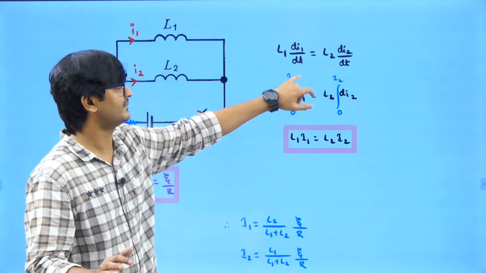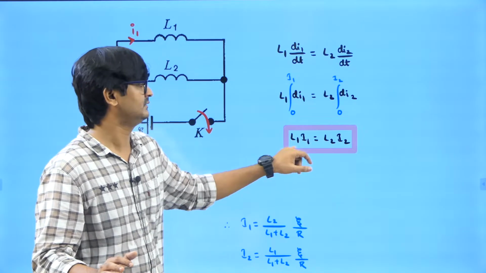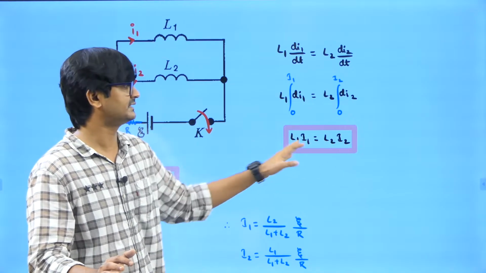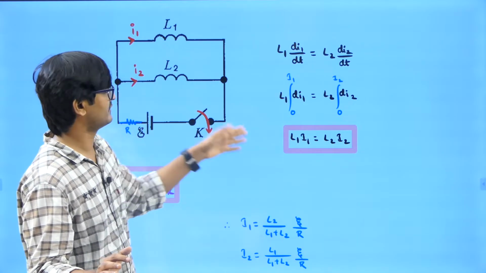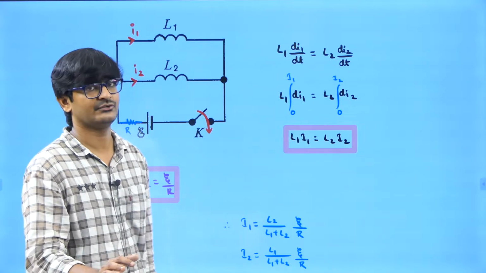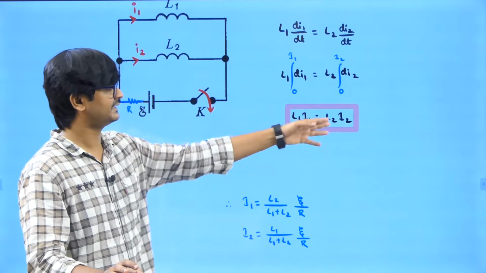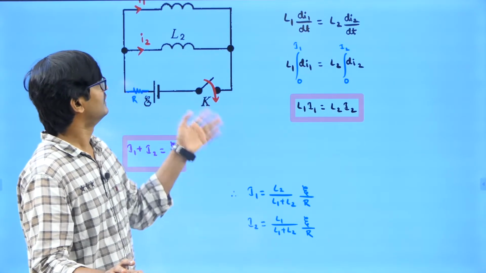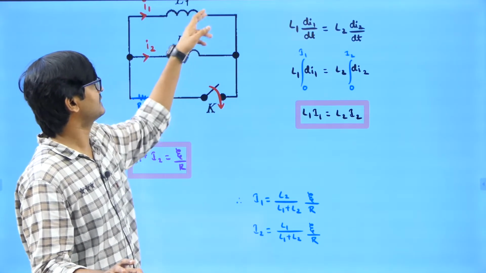Now when it is some capital I1, this has to be capital I2. So L1 I1 equal to L2 I2. This I can write at any point of time, but I assumed capital I1 and capital I2 are final currents, but I can write that relation for any point of time. But for final currents, finally these two will behave like normal wires, right?